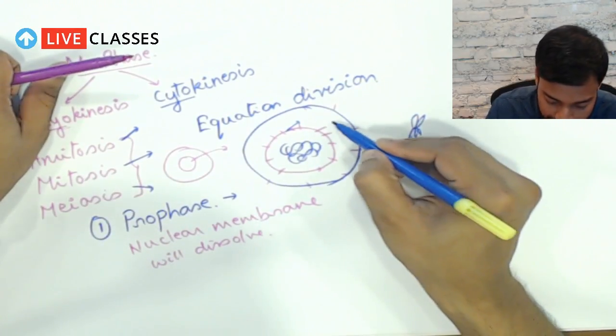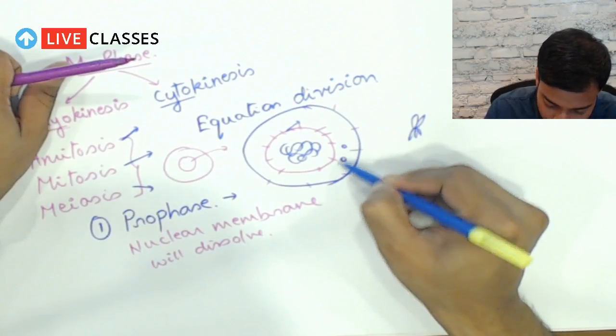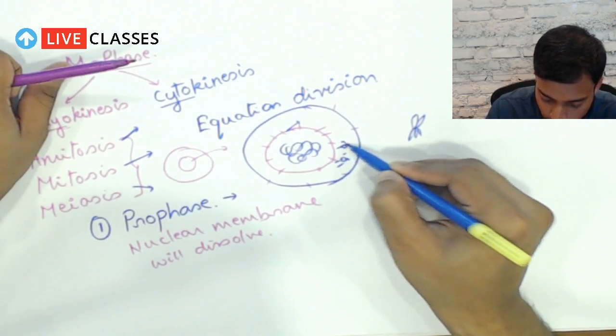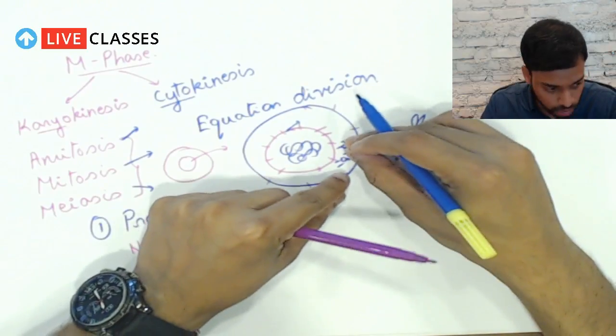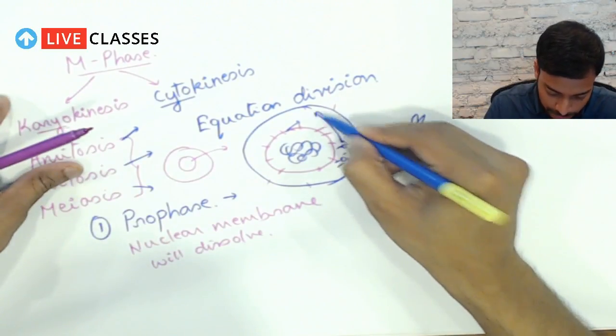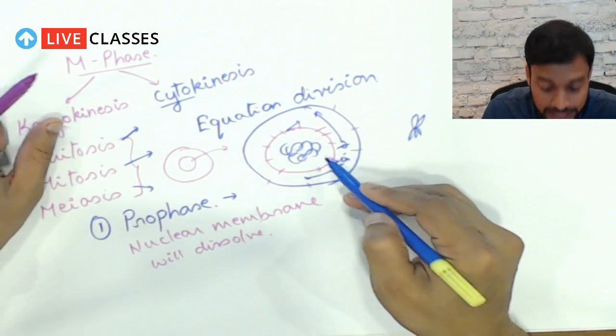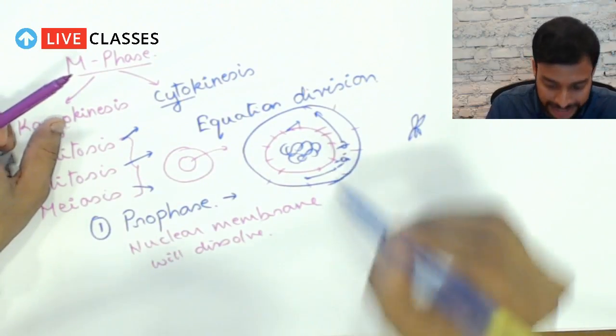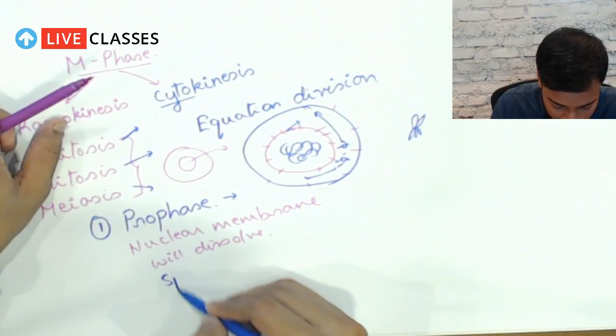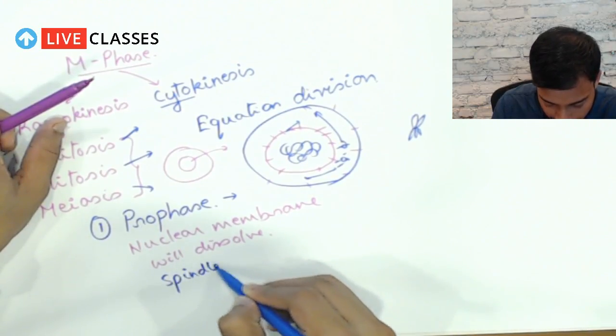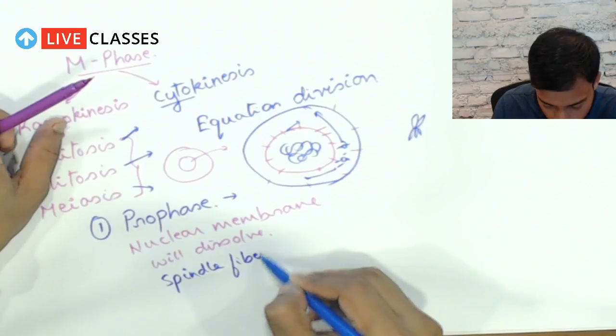Also, we see the movement of the centrioles. There are two centrioles. The centrioles start moving towards the poles. So this will come here and this will come here. They have not arrived, but they start moving. Also, we see the formation of spindle fibers.